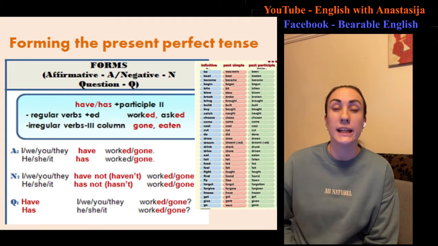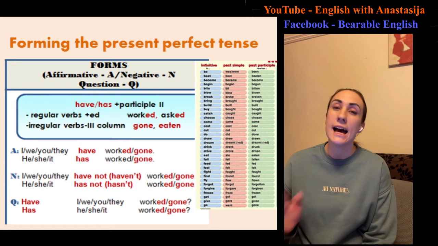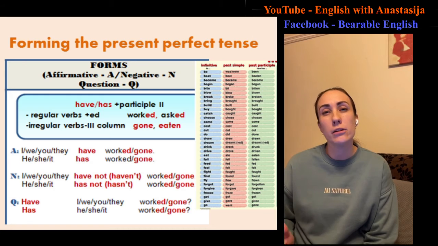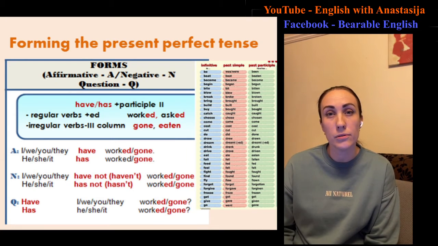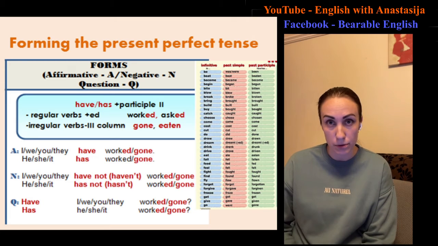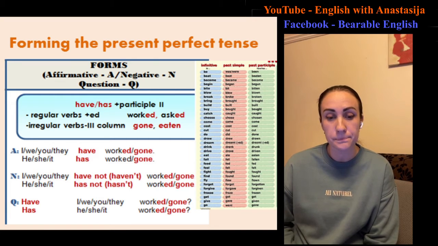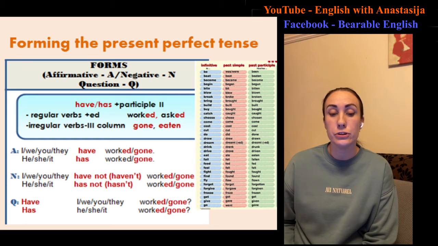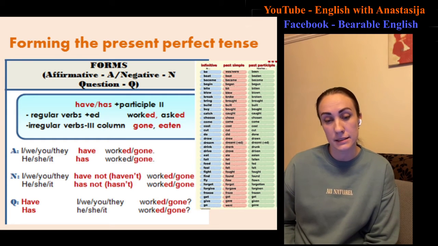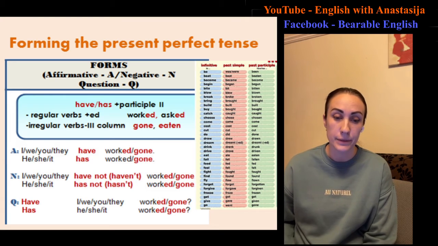Now, as you know, in English, we have two types of verbs. We have regular verbs and irregular verbs. Regular verbs take the ed ending in the past simple form and in the past participle form. So the past simple and the past participle are the same for the regular verbs. And irregular verbs have two different forms in the past. Sometimes the two forms are the same.